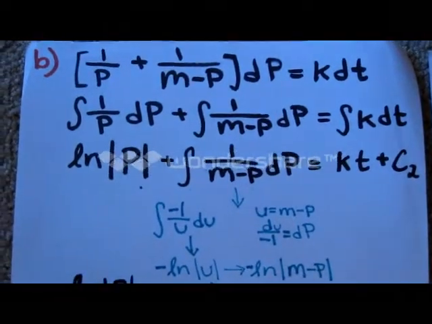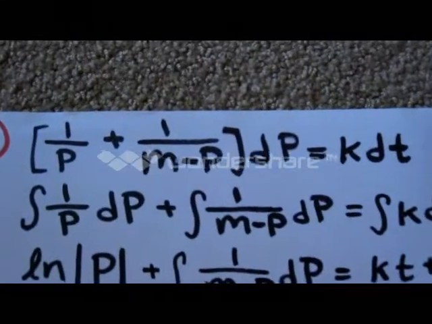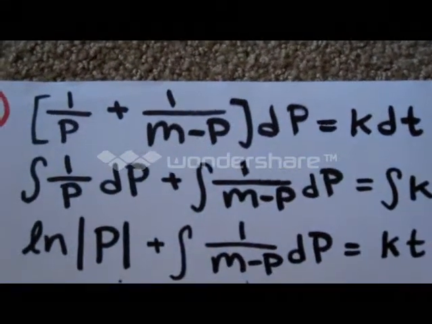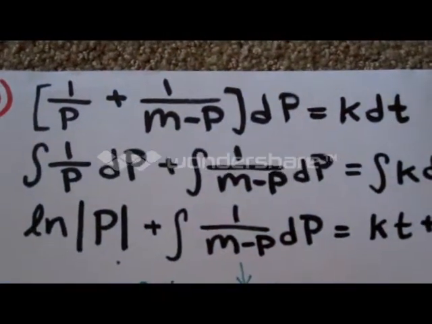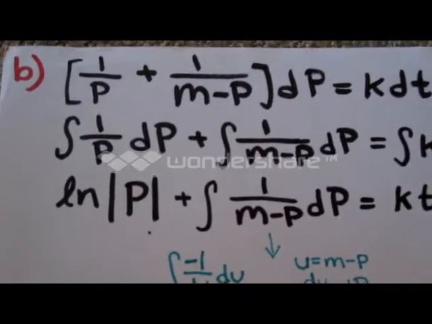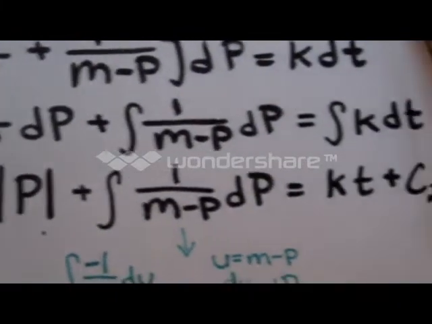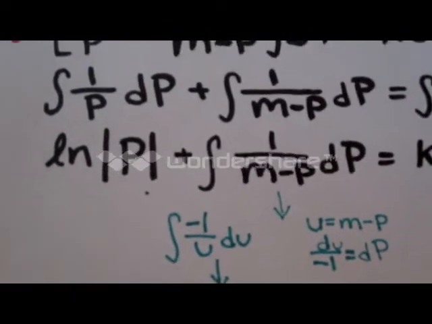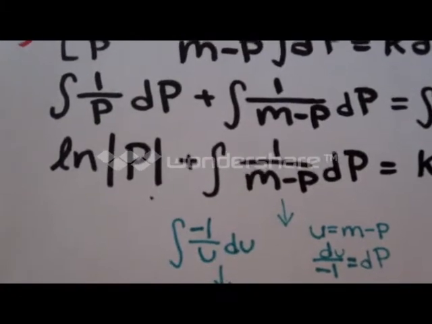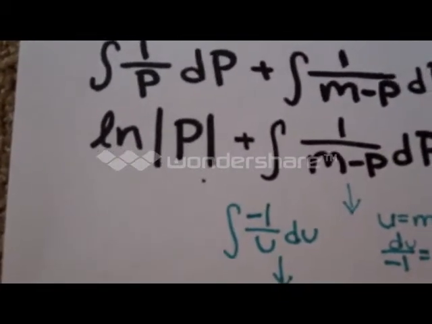Okay, so for part B, it asks you to integrate the equation 1 over p plus 1 over m minus p dp equals k dt, which is what you found in part A. So to integrate that, you take the integral of 1 over p and the integral of 1 over m minus p and also the integral of k. You know that the integral of 1 over p is the same as the integral of 1 over x, so that's just going to be natural log of p like it would be natural log of x.